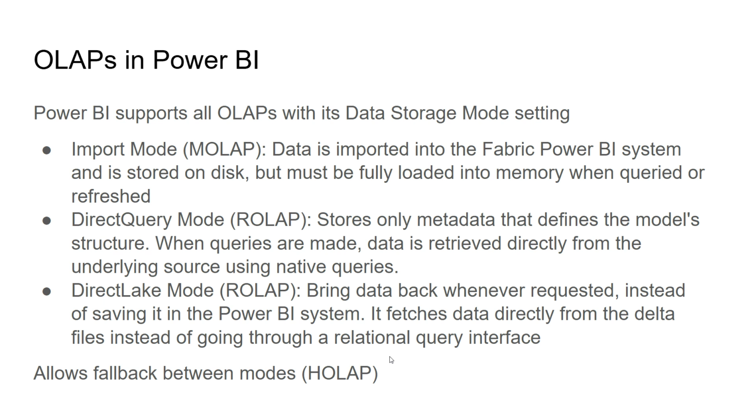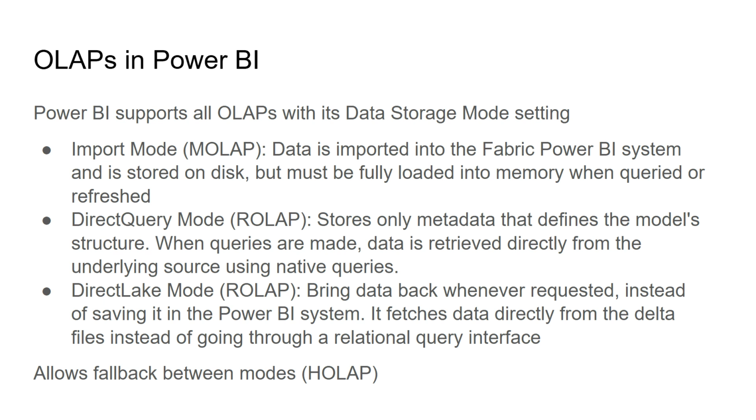Inside Power BI, Power BI actually provides you with all these OLAP functionalities through what is called the data storage mode. You can set the data storage mode to define where the data will be stored. Corresponding to MOLAP is what we call import mode. The name tells you already that it's imported, right? Data is imported into the Fabric Power BI system first, stored on disk, of course, with a proper label and index. But in order to use it, you must fully load it into memory so that it's much faster. Apparently, this also requires you to have a lot of memory.